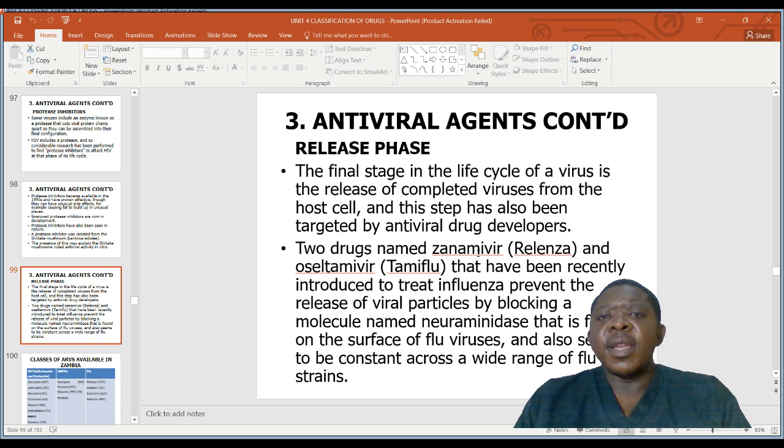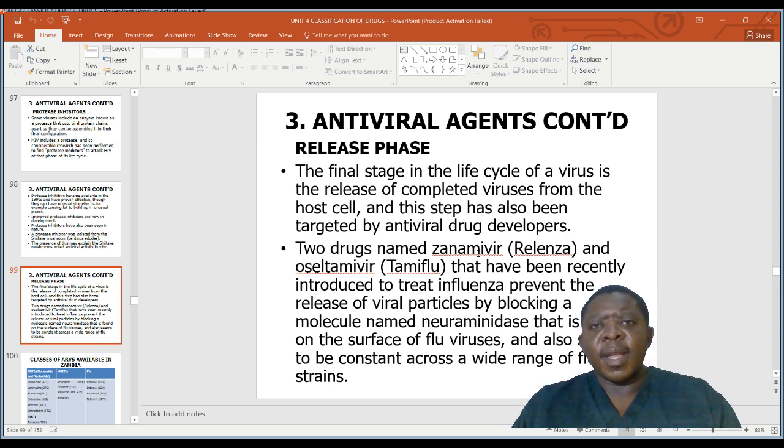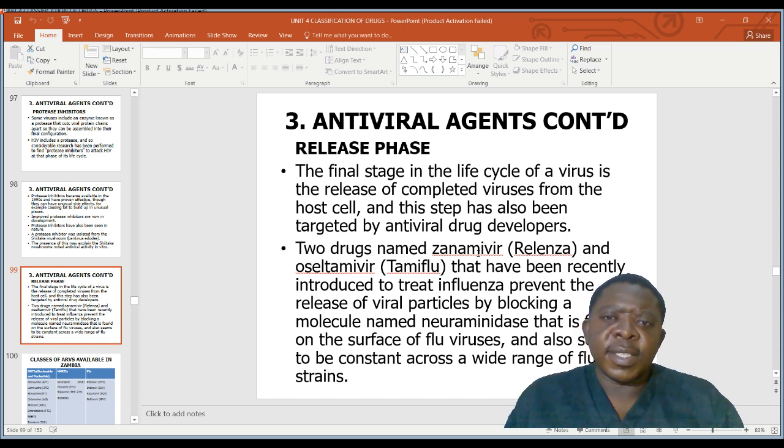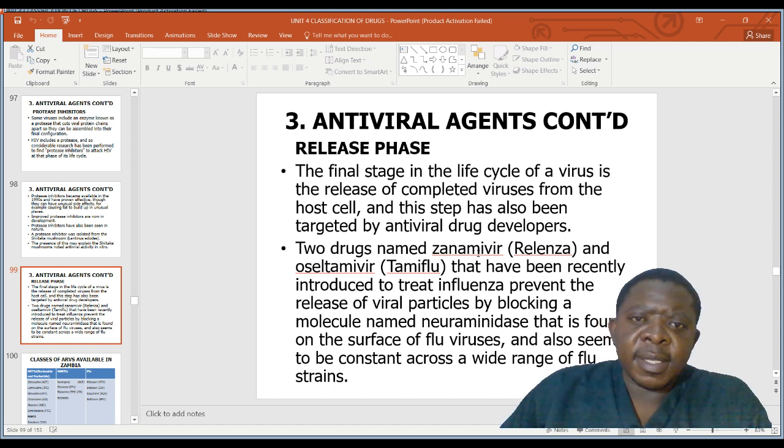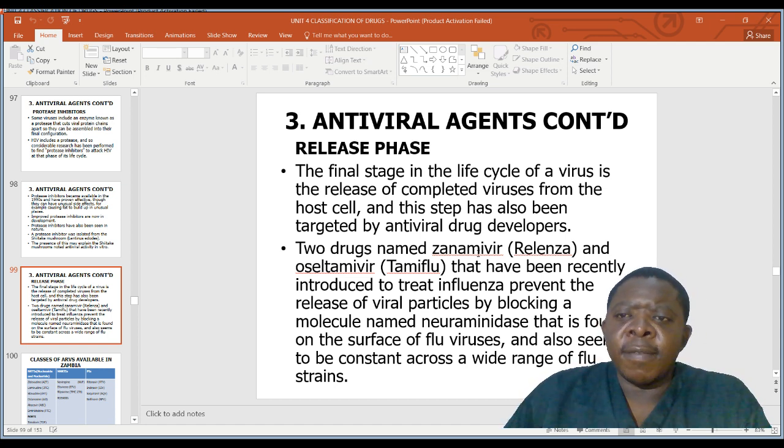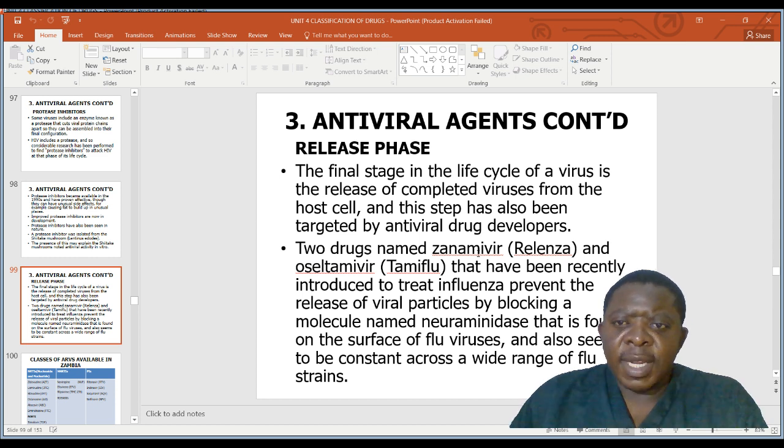Okay, then the release phase. The final stage in the life cycle of a virus is the release of completed virus from the host cell. And this step has also been targeted by antiviral drug developers.